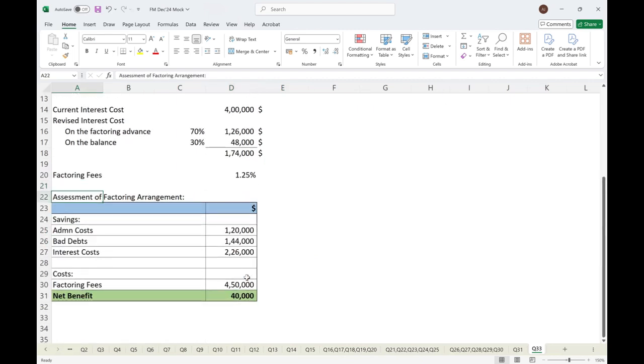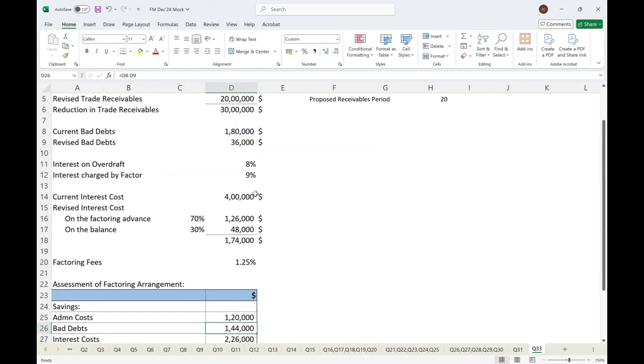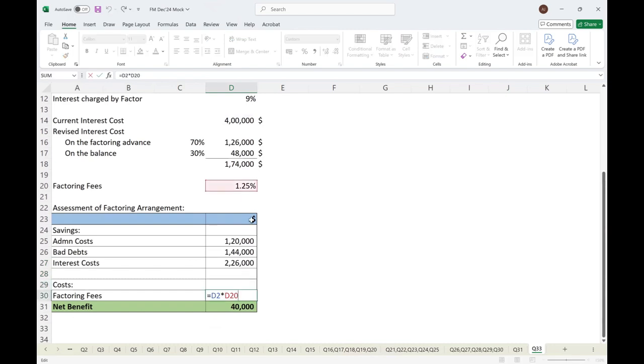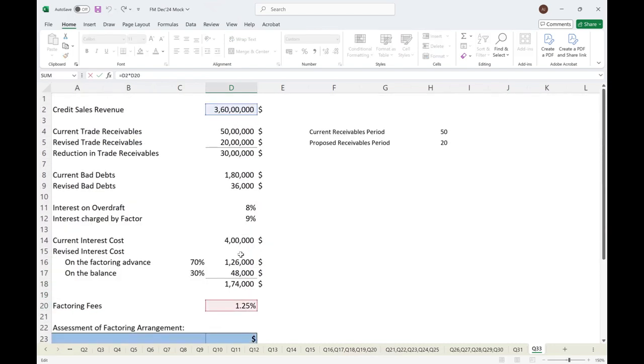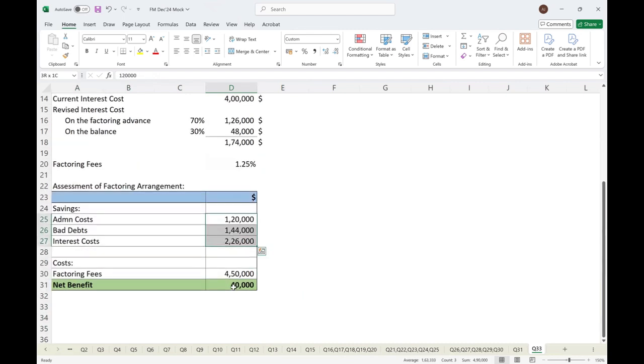So assessment of factoring arrangement. The savings are what? Administration costs of $1,20,000 will be saved annually. Bad debts, what will be the saving? 1,80,000 minus 36,000. That is the bad debts which are going to be saved. Then interest costs. Earlier you were paying 4 lakhs of interest. Now you're going to be paying 1,74,000. So what is the savings in interest cost? 2,26,000. And factoring fees will be expense, that is 36 million into 1.25%, that is 4,50,000. So we see that the total savings are of 4,90,000 and factoring fees is 4,50,000. So the net benefit of the factoring arrangement is of $40,000. Okay. So will you go for the factoring arrangement? Absolutely, yes, because there are savings if we do that.